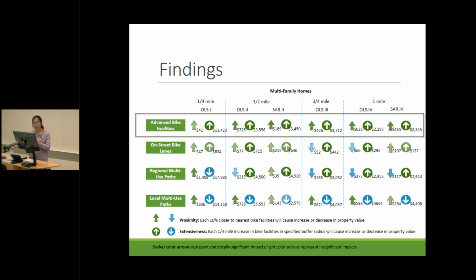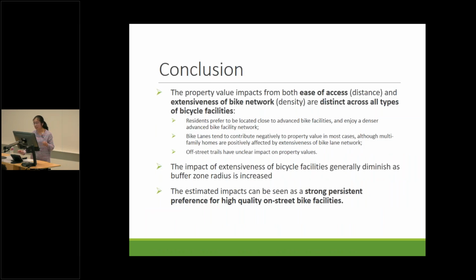So we conclude from the results that different types will have different impacts on property values. For advanced bike facilities, people do value them, want to live closer to them, and want a denser network of them. But for just simple striped bike lanes, single-family homes actually negatively value them.